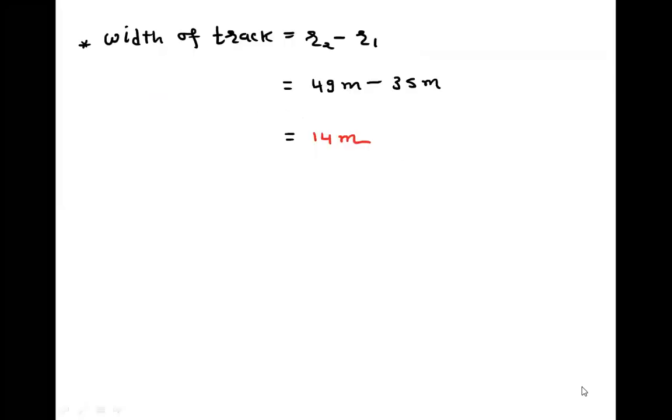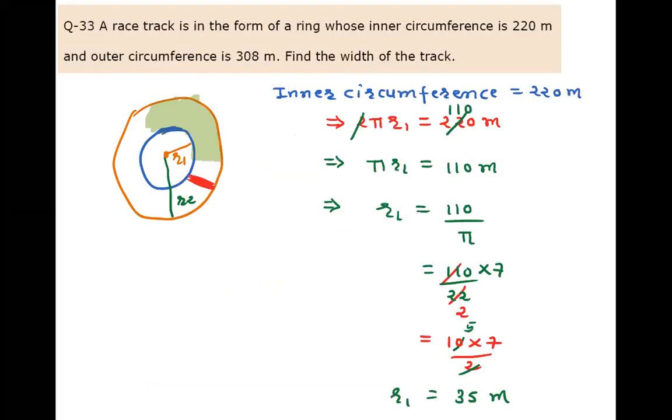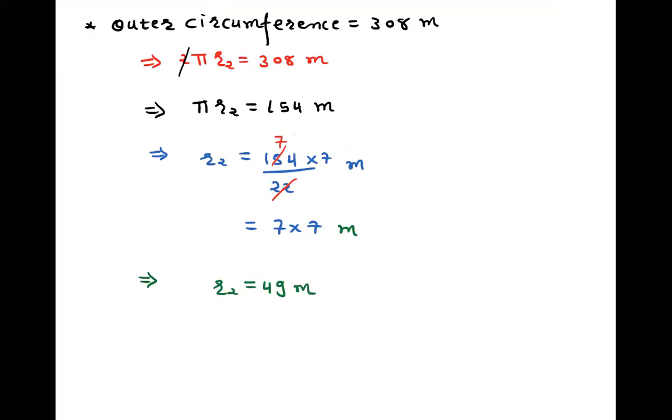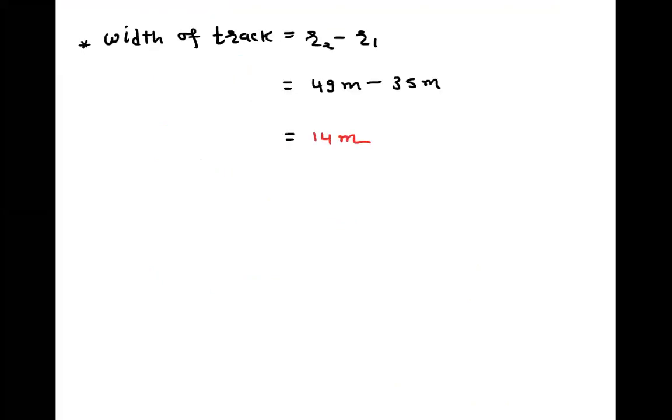So look here, it's a very beautiful example. First of all, using the formula of the circumference, you can find the radius, both inner and outer. And the subtraction gives you the width of the track. Hope you are clear?